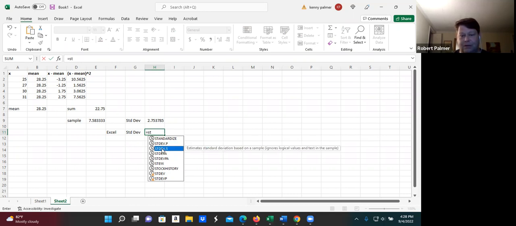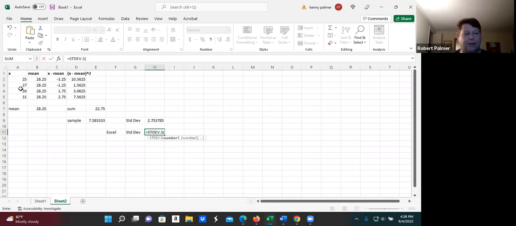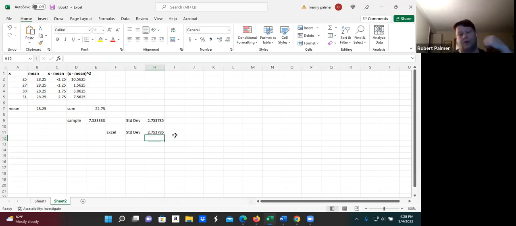Okay. So let's click on that and then drag these values down and get exactly the same thing. So Excel gives us the same thing we expect to get from that.